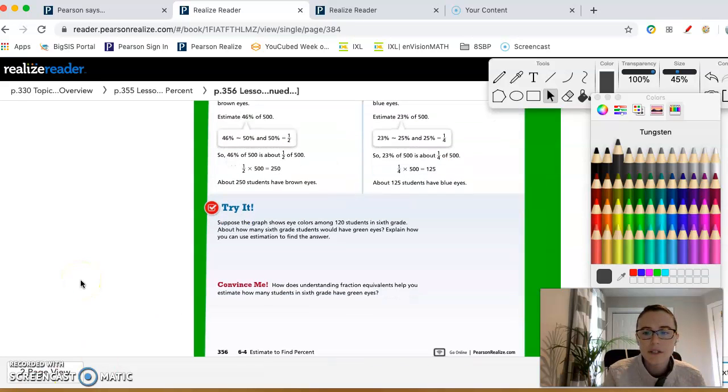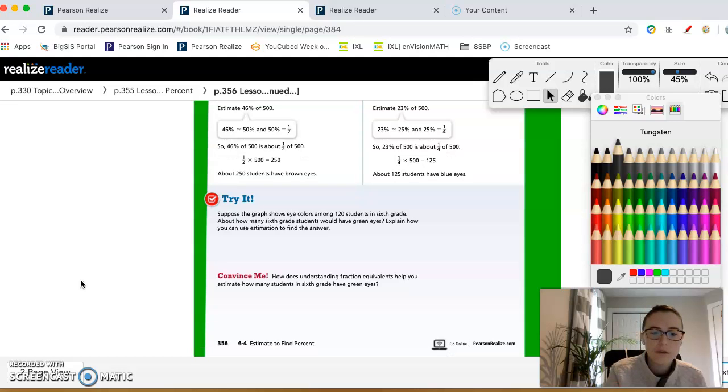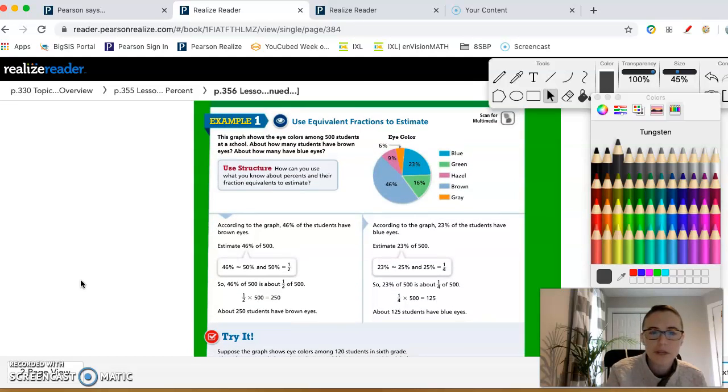If you're following along with our examples, example number 1 is on page 356, so that's where you should be. This is going to walk us through an example of eye colors among 500 students at a school. We're using the circle graph at the right. The thing about circle graphs is that they always add up to 100%. Everything inside this graph should add up to 100%, and the specific pieces of pie are showing us a percentage. So this is 16 over 100 of the total, and the total, if you added all these pieces together, should add up to 100 over 100, so 100%.